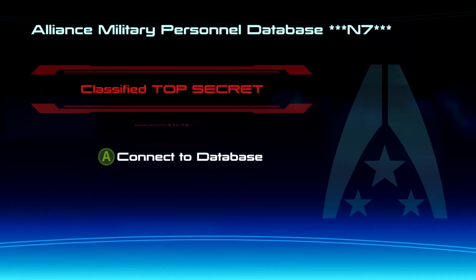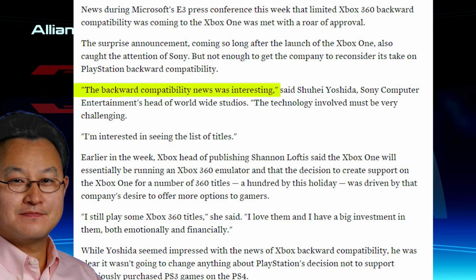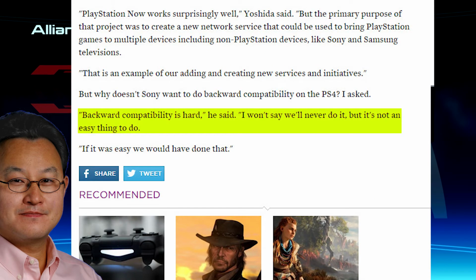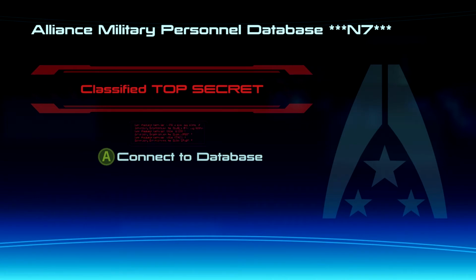So when they announced the Xbox One backwards compatibility at E3, Polygon did an interview with Shuhei Yoshida, PlayStation executive, and he said, quote, "The backwards compatibility news was interesting. The technology involved must be very challenging." He goes on to say, "I don't think we will change our approach. The PlayStation 4 doesn't have backwards compatibility. Backwards compatibility is hard. I won't say we will never do it, but it's not an easy thing to do. If it was easy, we would have done that." So it's not just something where you let them put their disc in and play it right off the back. It's not something that I think is a simple process to do effectively. So that's just kind of my take on why it took so long.